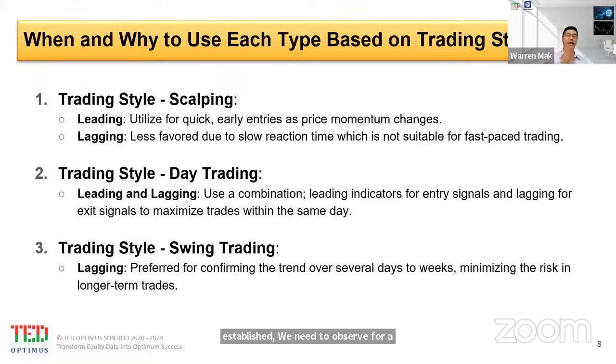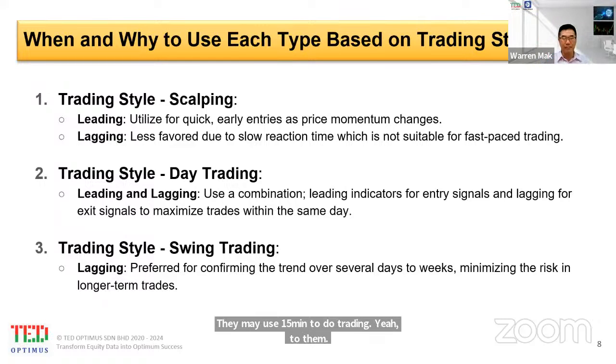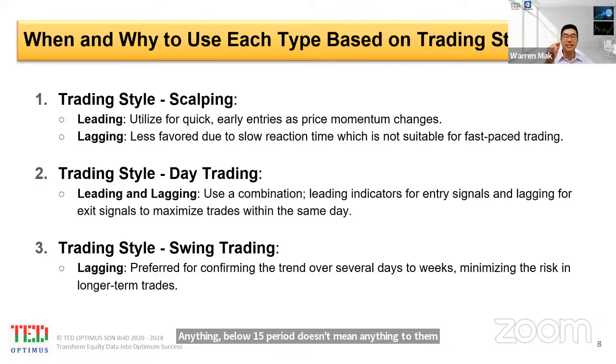We cannot say, okay, I use 1 minute chart and I watch for 5 minutes, 10 minutes, I know the trend is uptrend, downtrend. Then you will regret, because a lot of people don't even use 5 minutes. They may use 15 minutes to do trading. To them, anything below 15 period doesn't mean anything. They don't see the trend. So this is why for trending markets, they need a lagging indicator so that it provides confirmation for them to hold their position, especially the swing trading position.